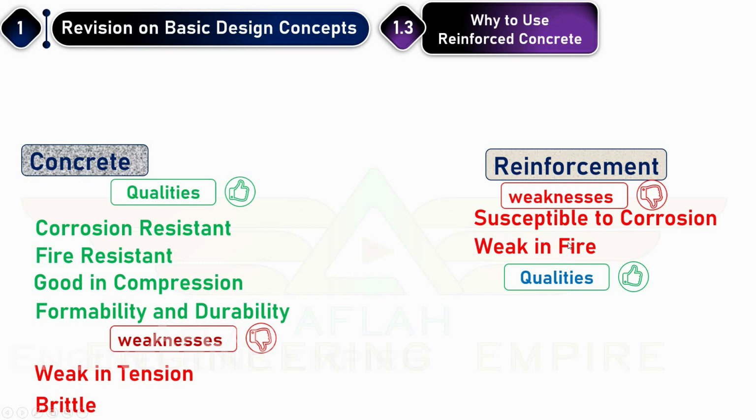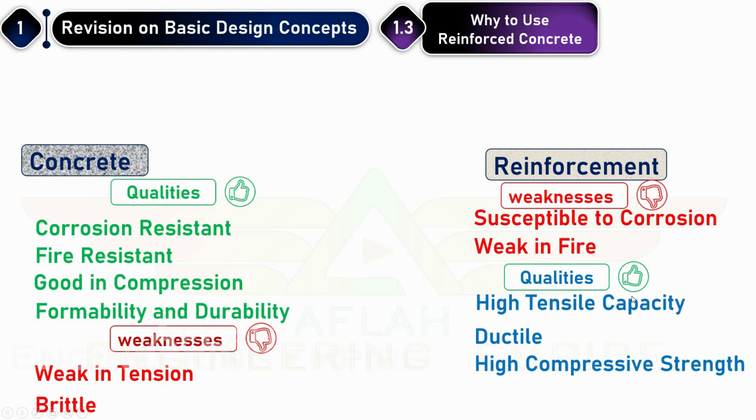Some of the good qualities are that it has a very high tensile capacity, it is a very ductile material, and its compressive strength is also similar to the tensile capacity. However, this is provided that the lateral deformation or buckling is restrained. If lateral buckling is restrained, we expect that the reinforcement will have the same compressive strength as the tensile capacity.